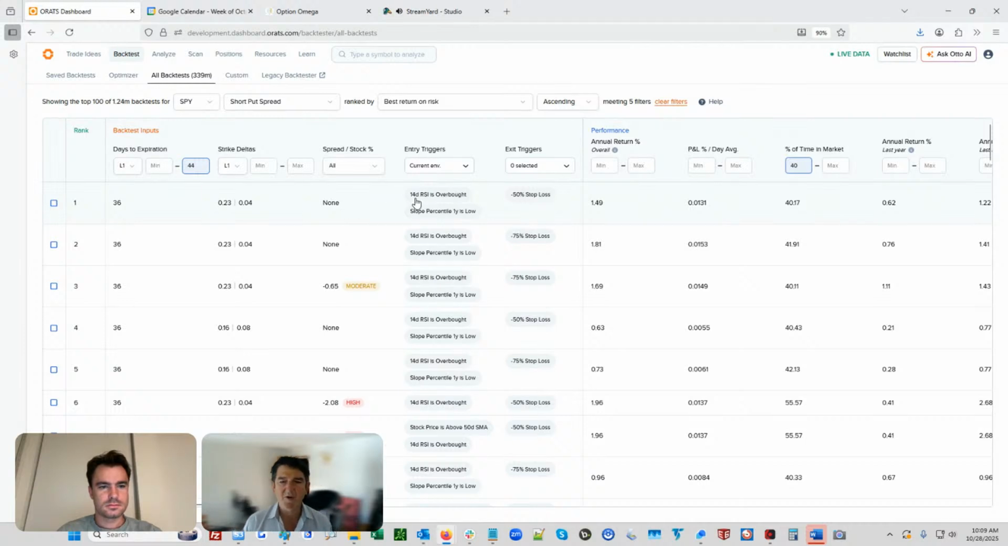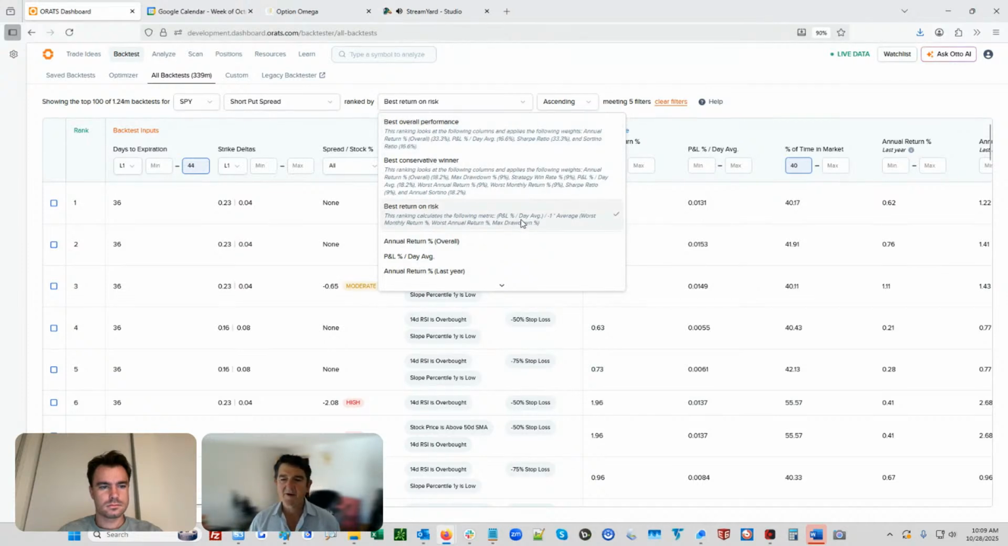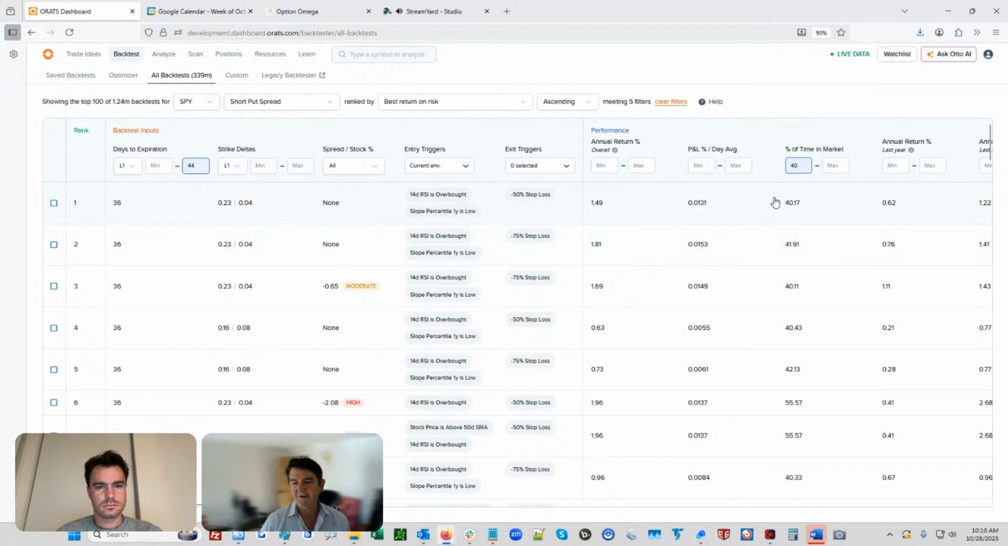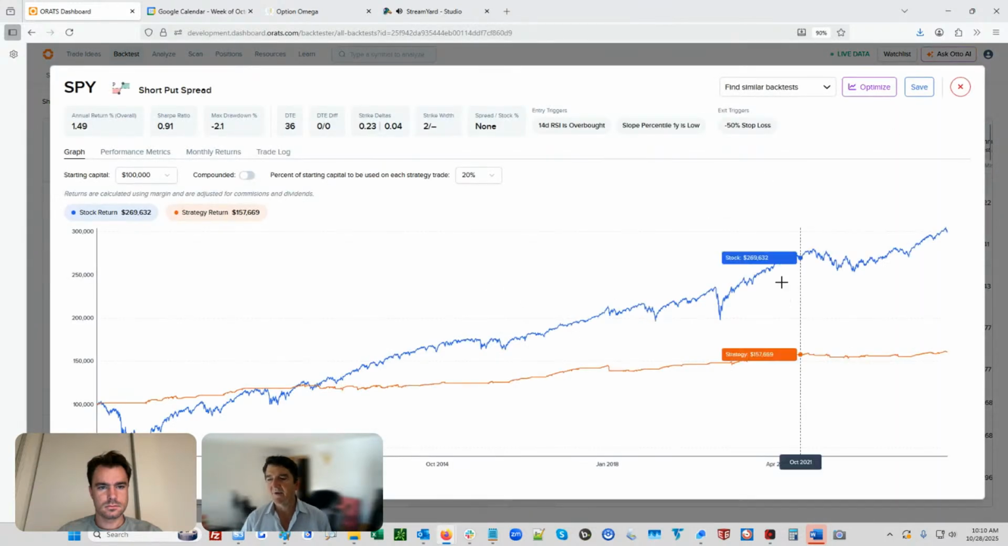So like we talked about before, the RSI is overbought, the slope percentile is low, and you'll notice that the annual performance is not as good, but the daily P&L is much better than we saw before because we're only in the market 40% of the time. So what best return on risk looks at, that's why we look at this P&L by day, is what I like to look at, because you don't want to penalize yourself, even though this is actually quite a good return. This is almost a 4% return if it was in the market all the time. So you want to look at percent per day, and it's an accurate way to look at your capital.